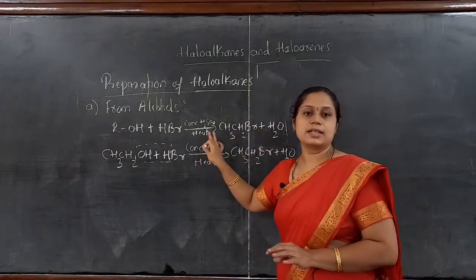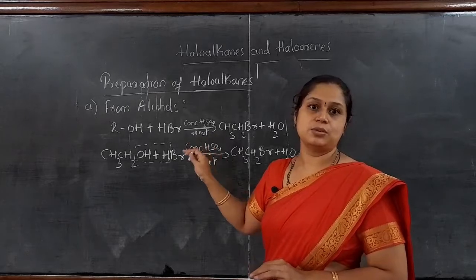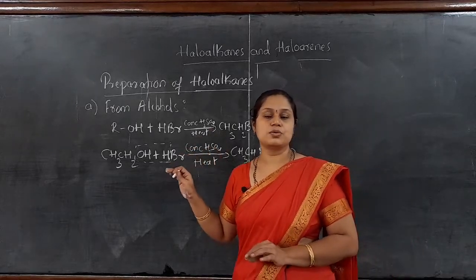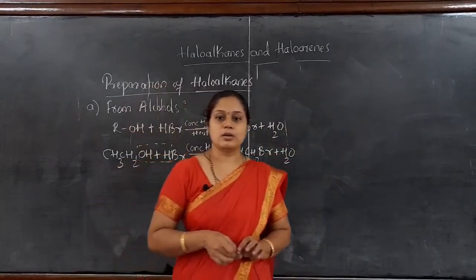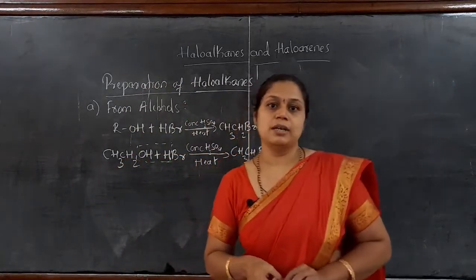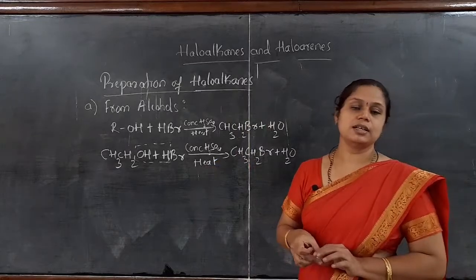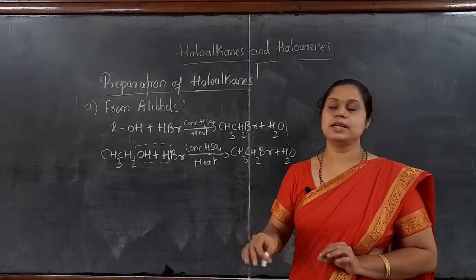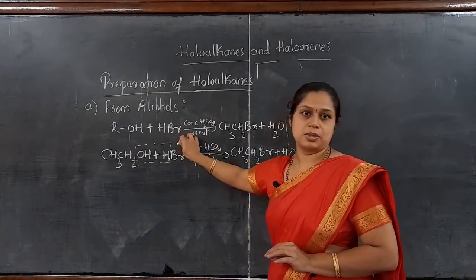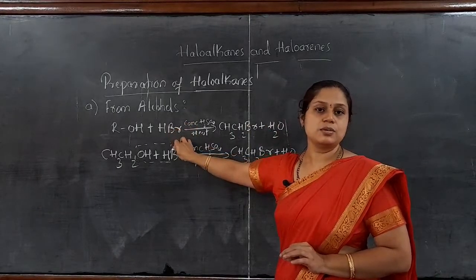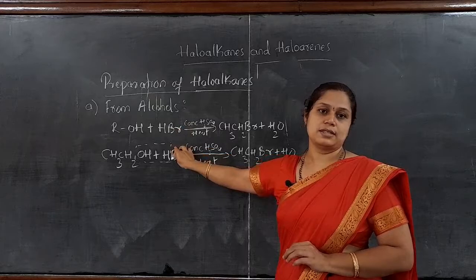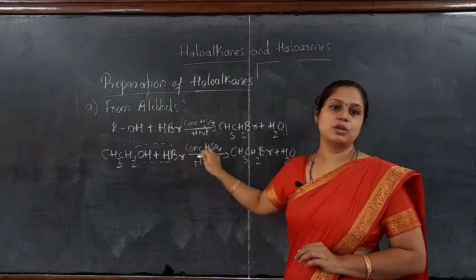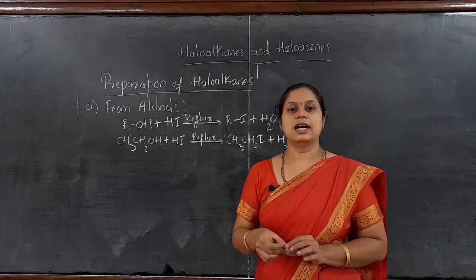So HBr can also be prepared in situ by the action of H2SO4 with either KBr, potassium bromide, or with sodium bromide. We can prepare the HBr in situ, that is, in the reaction only. Here the hydrobromic acid used is 48% hydrobromic acid, which is used for the preparation of bromoalkanes.